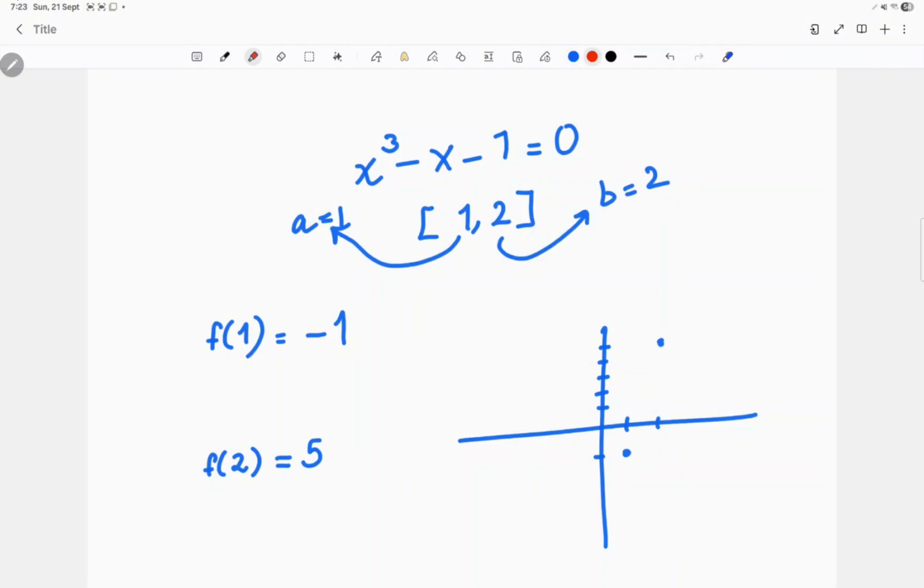So as you go from negative 1 to 5, don't you have to hit the x-axis? So that means that c is between a and b, and f of c has to be between negative 1 and 5. It could be 0.